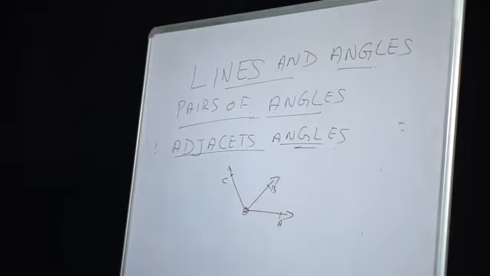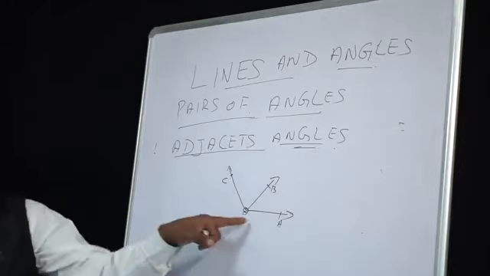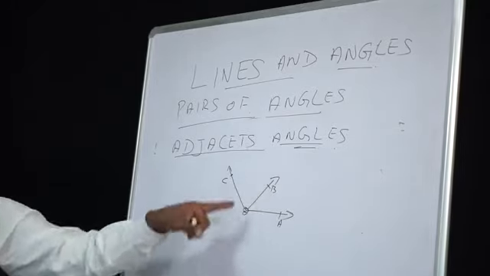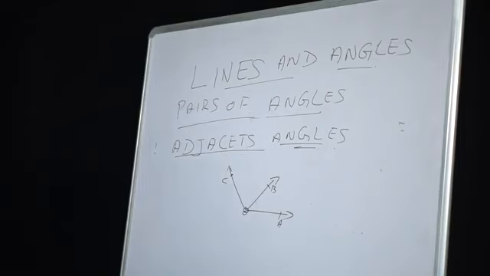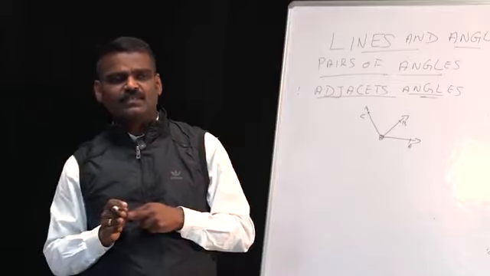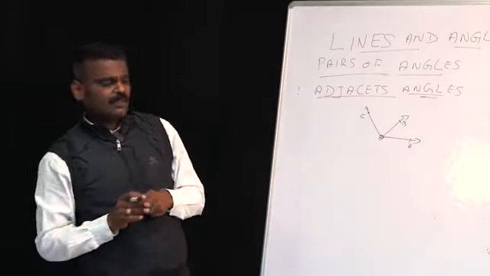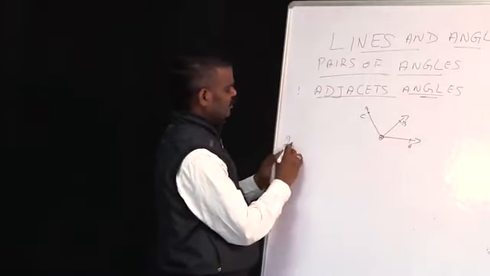It is something like someone next to you. Who is next to you? Your friend, right? In between you and your friend there is nobody. So in between angle AOB and BOC there are no other angles. So those angles are called what angles? Adjacent angles. Clear? Next.